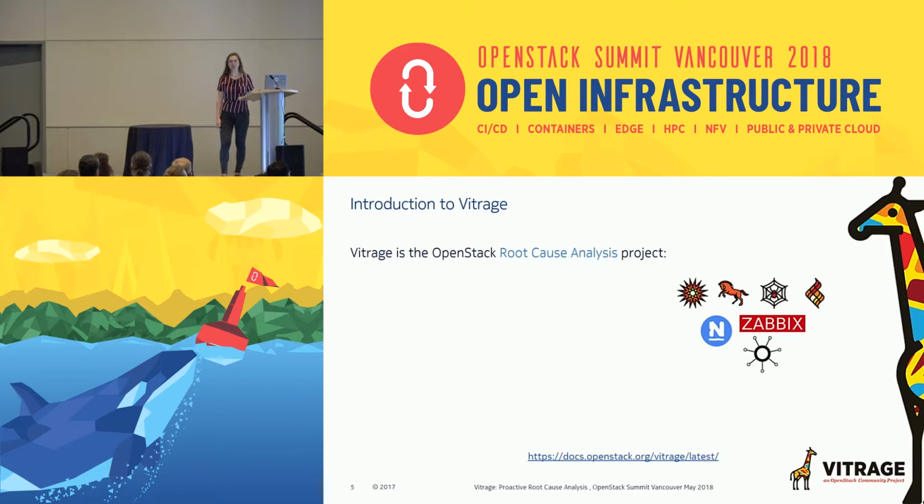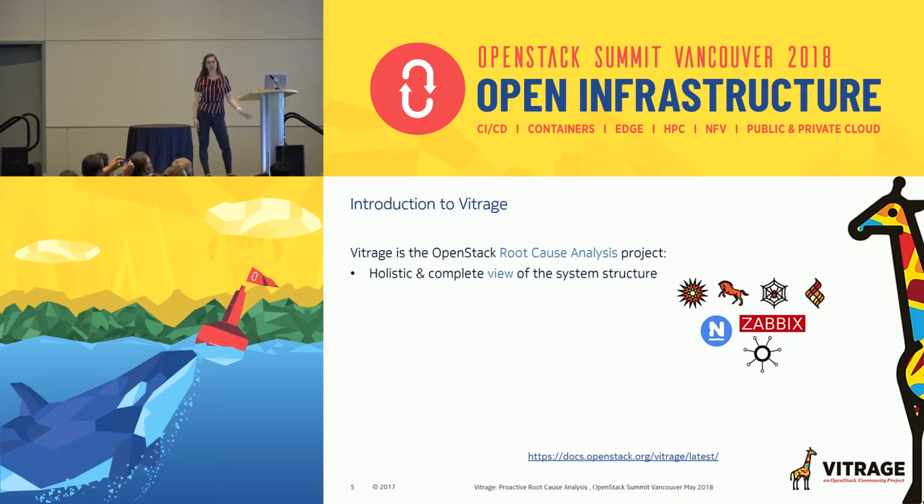As I said, Vitrage is the OpenStack root cause analysis project. It gives you a holistic view of your system. It has a topology graph that describes all the resources in your system, and also it has a view of the alarms in the system. So we're organizing OpenStack alarms and events, and not only OpenStack. You can write your own data source. It's really pluggable. It's very easy to write data sources and plug them into Vitrage and see your own data in Vitrage.